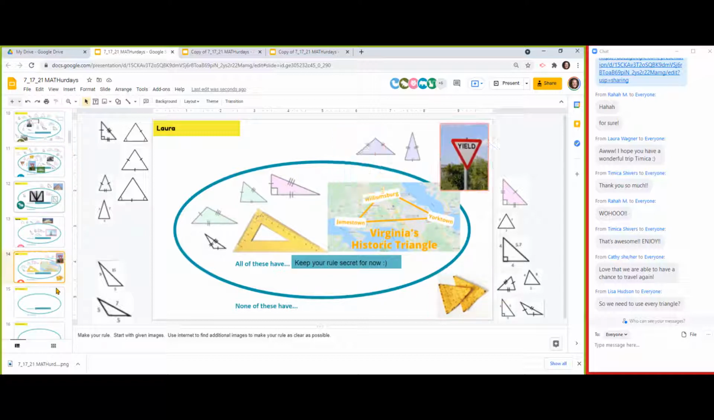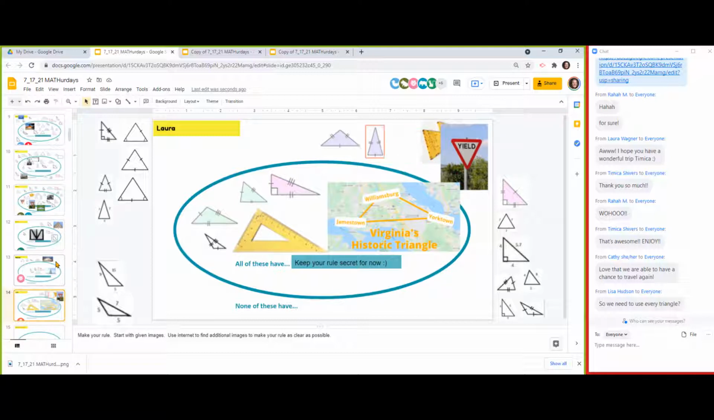Go search for an image on the web and add it to the slide below yours, either inside the oval or outside the oval, based on their rule that you think it is. Laura, you're the last one, so you'll just loop up to the top. So see if you can add an image to somebody else's.